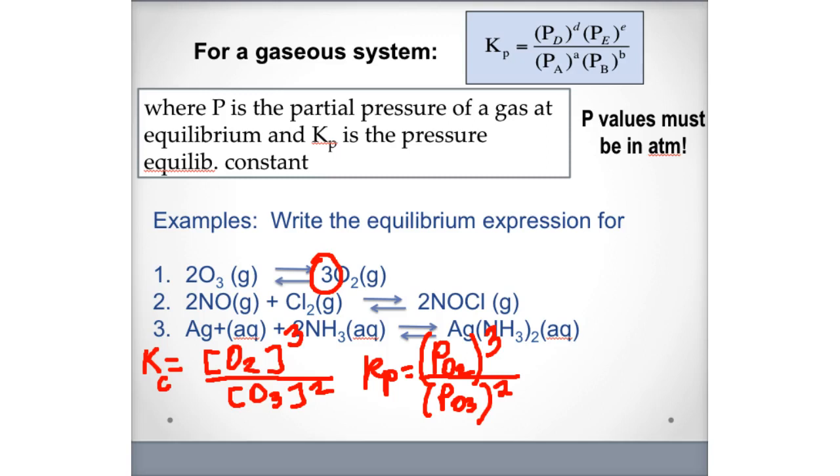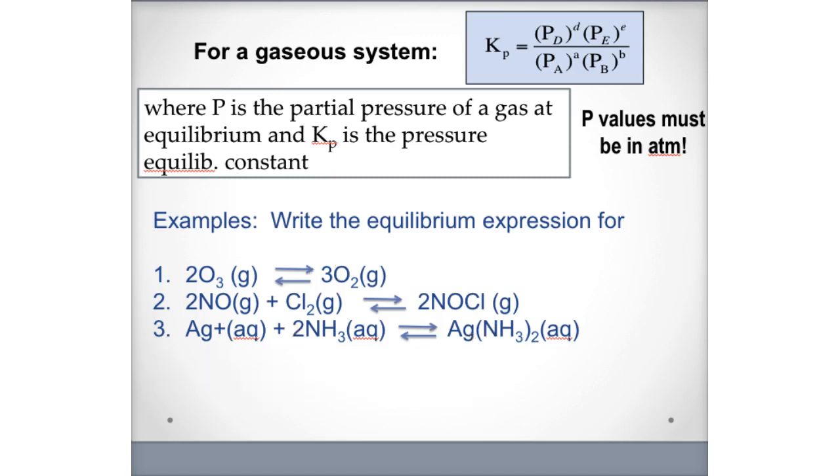Okay, so let's do the second one now. This one, we're going to start with the product, which is NOCl. So I'm going to write Kc is equal to the concentration of NOCl, and we're going to raise it to the power of 2. Right?